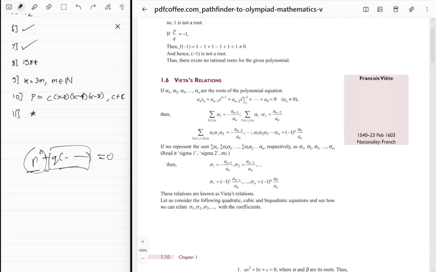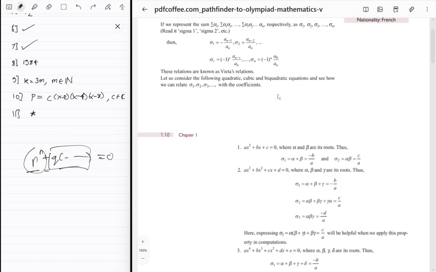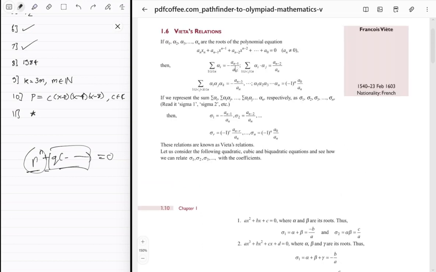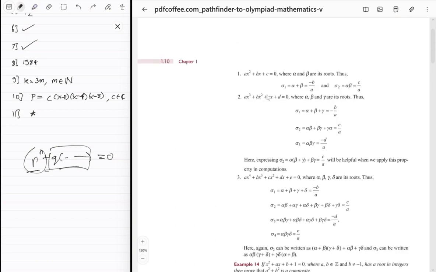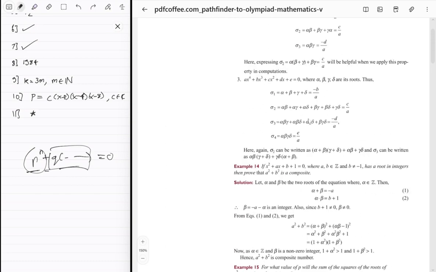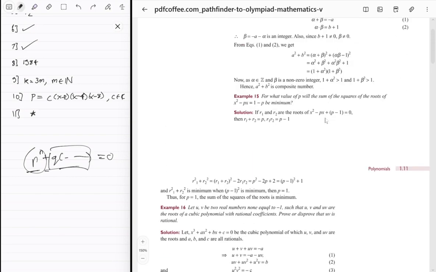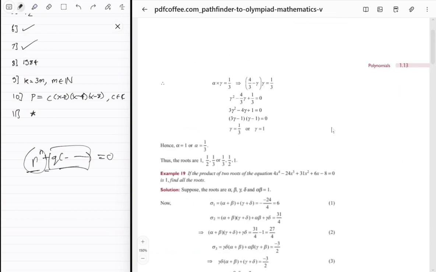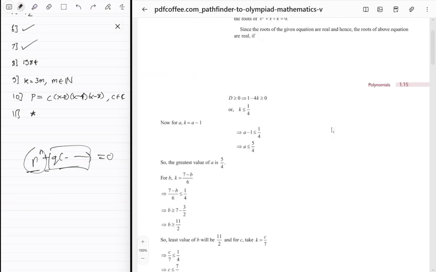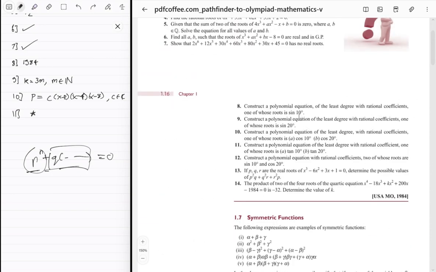Interesting. Vieta's relations. Yeah, we already know those things, unless there's something special about it. No, there's nothing special about it. It's just the usual stuff, right? Okay, let's just start doing questions. Where are the questions? These are just examples. We don't want them.